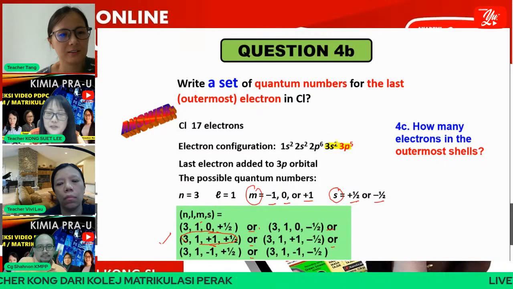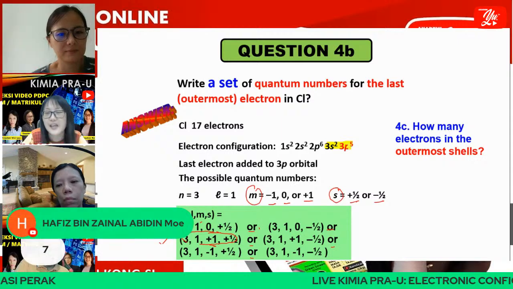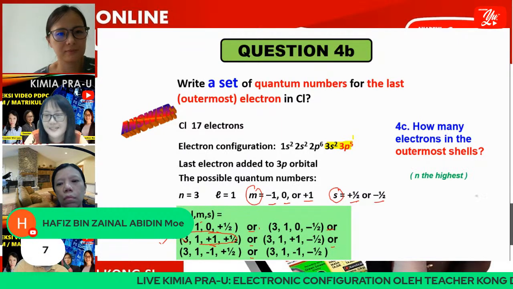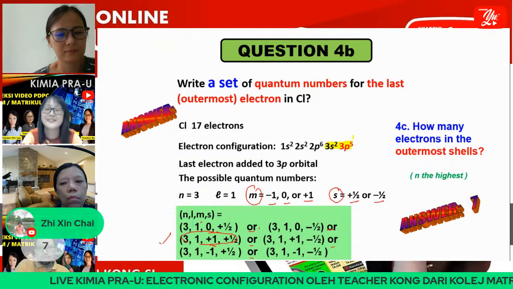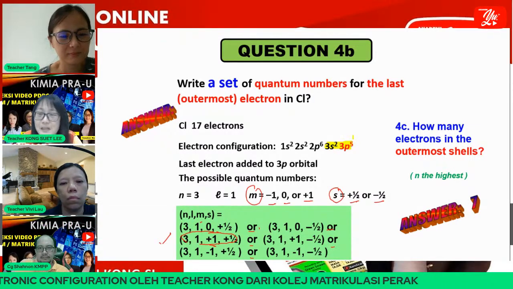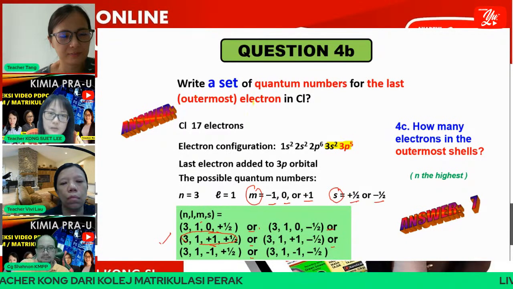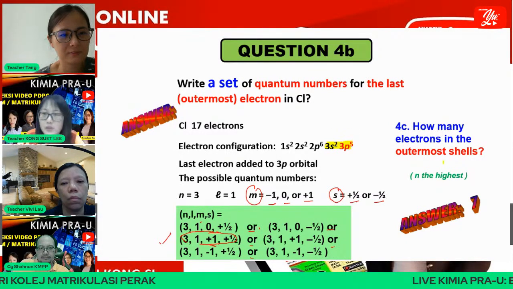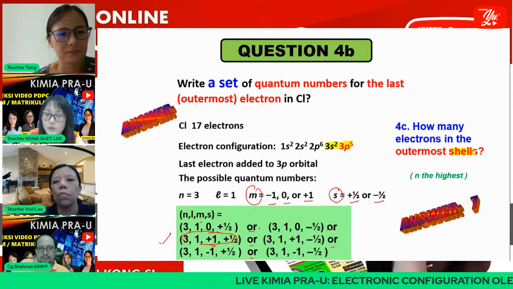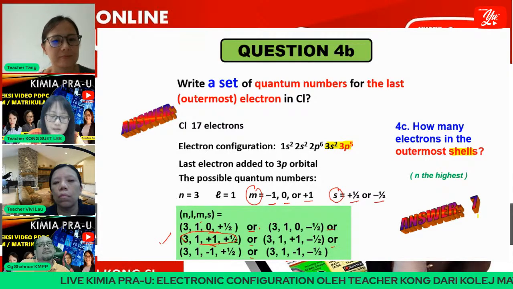The outermost shell is n equals 3. n equals 3 is the highest n value. So in this case, the answer is 7. Well done to Hafiz and Faris. Good try for Izati. So the answer is 7. Be careful, because just now the outermost electron referred to 3p, but this one refers to the outermost shell. For the shell, the highest n is n equals 3. So 3s2, 3p5, that's why the answer is 7 electrons.